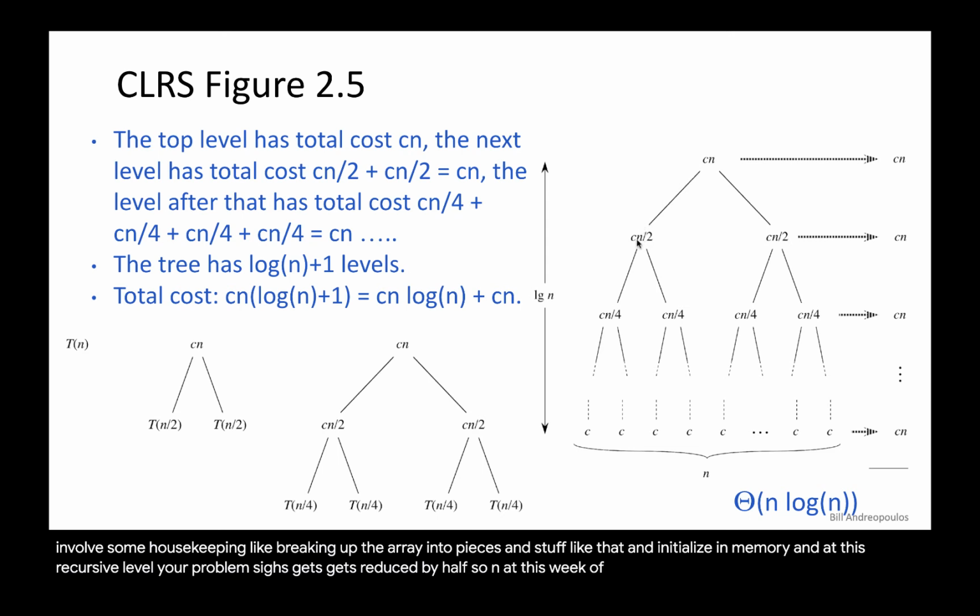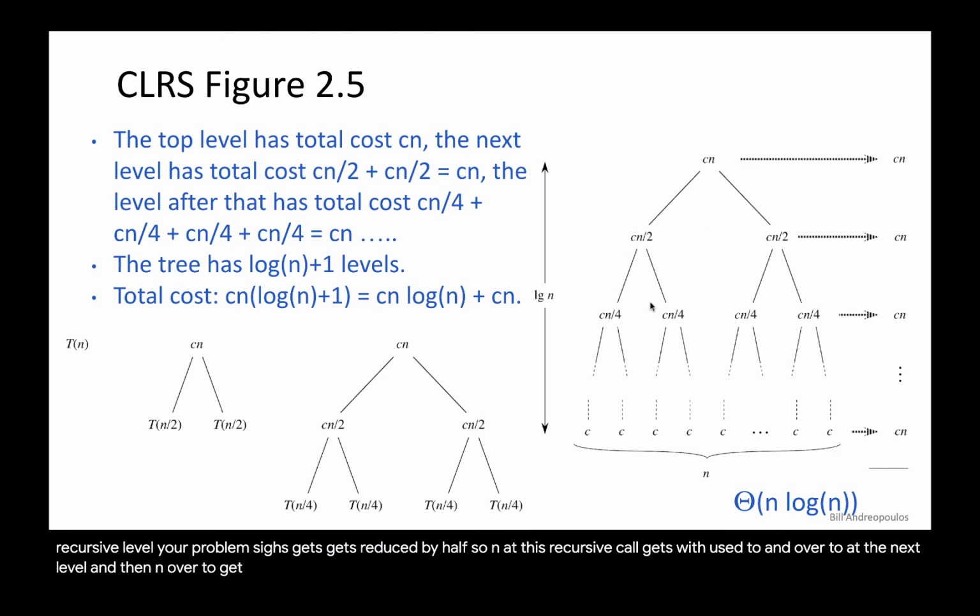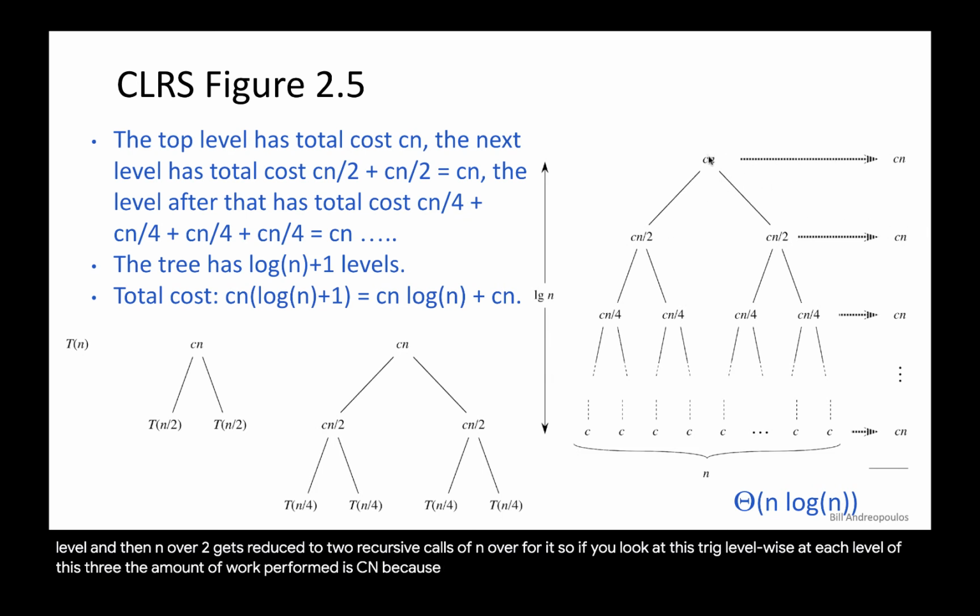So if you look at this tree level-wise, at each level the amount of work performed is Cn. At the root level you perform Cn work, and then at the next level you perform 2 times C times n over 2 work, which is C times n. And at the bottom level of the tree you have one single element in each array, and therefore you have C times n work.